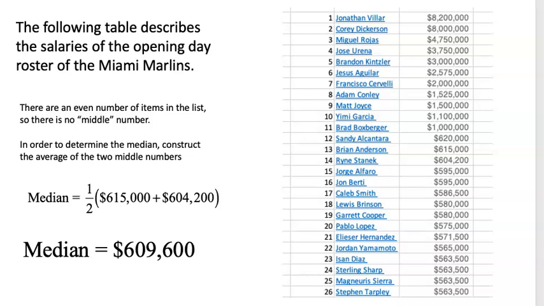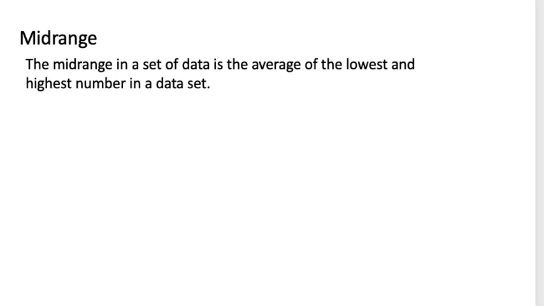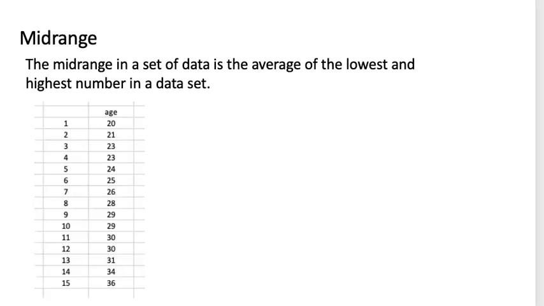Okay, our next concept, which is a simpler one, is the mid-range. And the mid-range is just the average of the lowest and highest numbers in a data set. So if we go back to our NBA players, the lowest age was 20, the highest age was 36. So the mid-range is the average. Add 20 plus 36, divide by 2 to get a mid-range of 28. So halfway between the lowest and the highest is the mid-range.